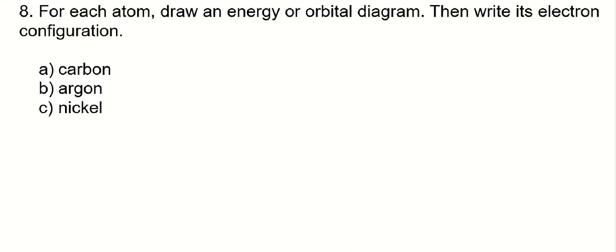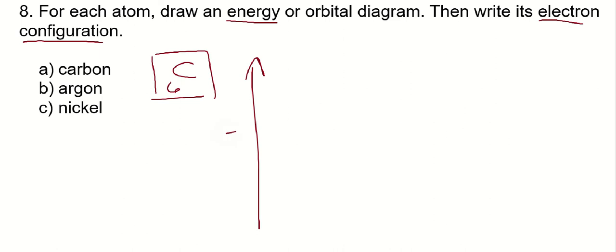For each atom, draw the energy diagram or orbital diagram. Let's just go back and forth and then write its electron configuration. So for carbon, if you look on your periodic table, it's number 6. So let's draw the energy diagram for that.